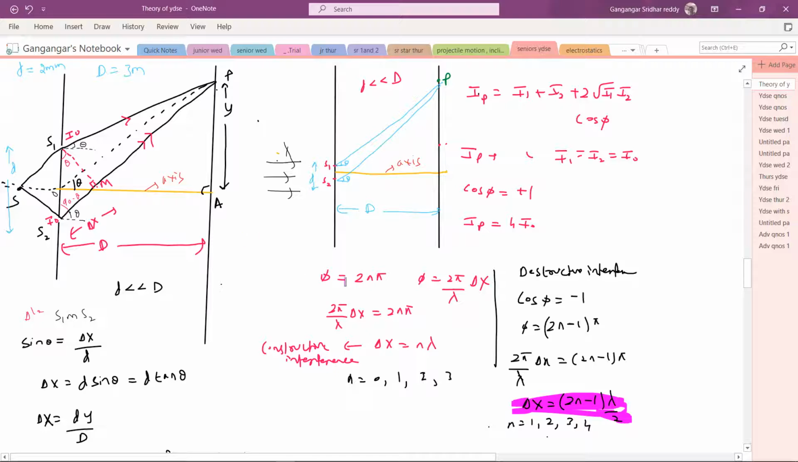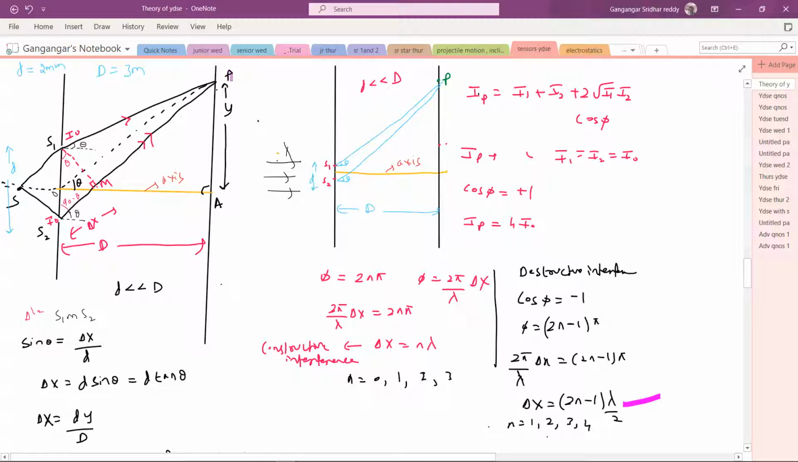Then for constructive interference, what should be the phase difference of the rays arriving at point P? It should be equal to 2n pi. So phi is equal to what? 2 pi by lambda into delta x, where delta x is the path difference, because compared to ray 1, ray 2 will cover this much additional path. If this path difference is equal to n lambda, point P will be maxima, or intensity will be maximum. If the path difference of the rays arriving at point P is equal to (2n minus 1) lambda by 2, then this will be minima.